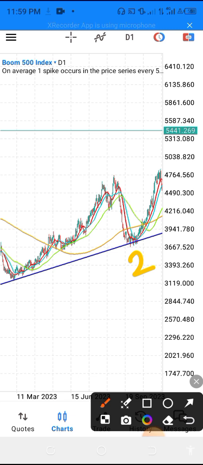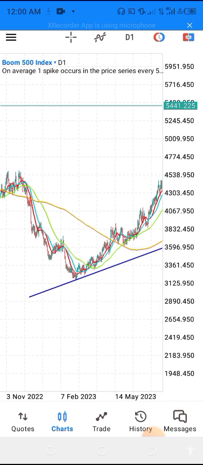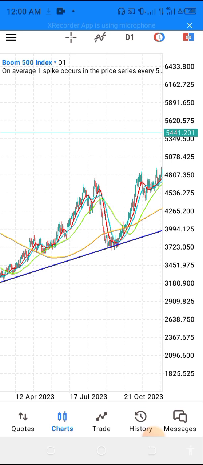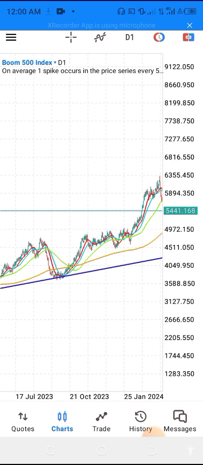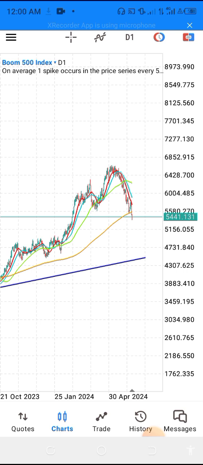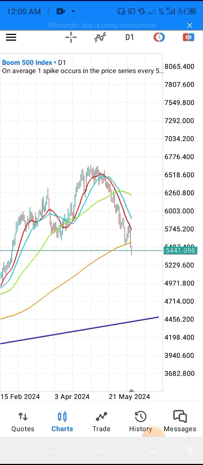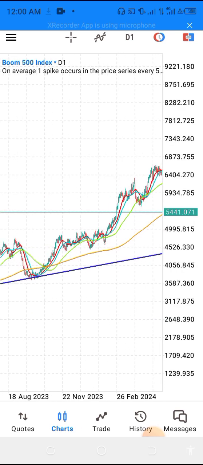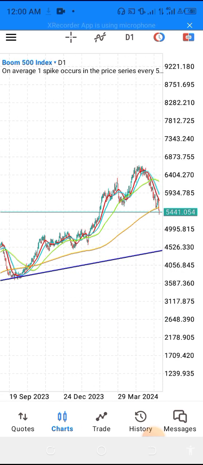Okay, so you can see. Let's take for example, it touches here, it goes up. This is the second one. It now touches here and starts rallying up. It's rallying up, it's rallying up, and it now starts reversing from here. Okay, from this point. Now let me tell you the reason why this market reversed from here.